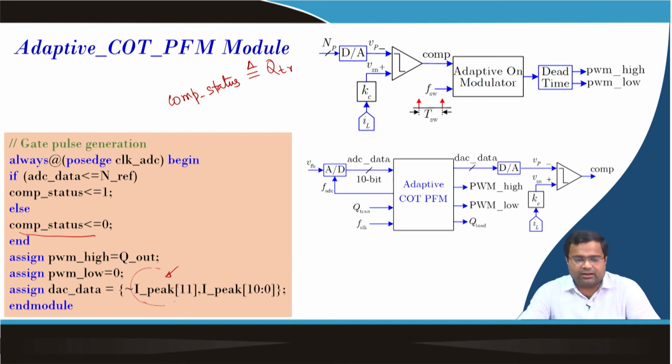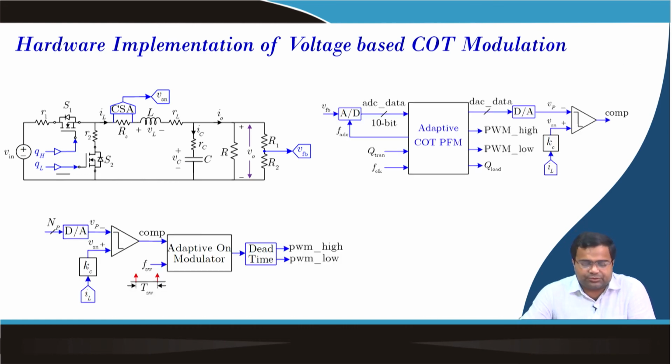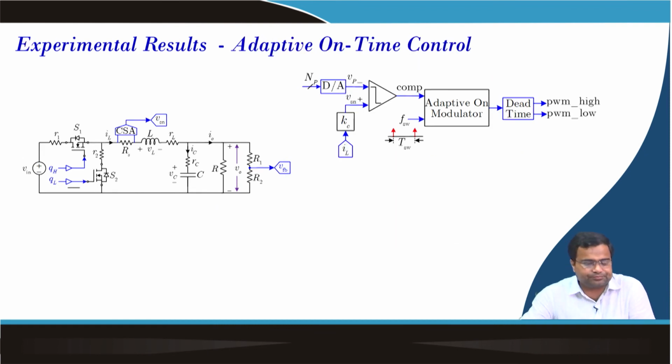So that is going to the DAC, and this is a hardware implementation detail. So you are using our buck converter in DCM mode, and we have already discussed that our power stage, inductor, capacitor, input voltage we can change, output voltage also we can change, and since this is an adaptive on time, the switching frequency is varying, and we are using a low load condition, the load resistance is high, 13.5 ohm, and this is the adaptive on time experimental result.